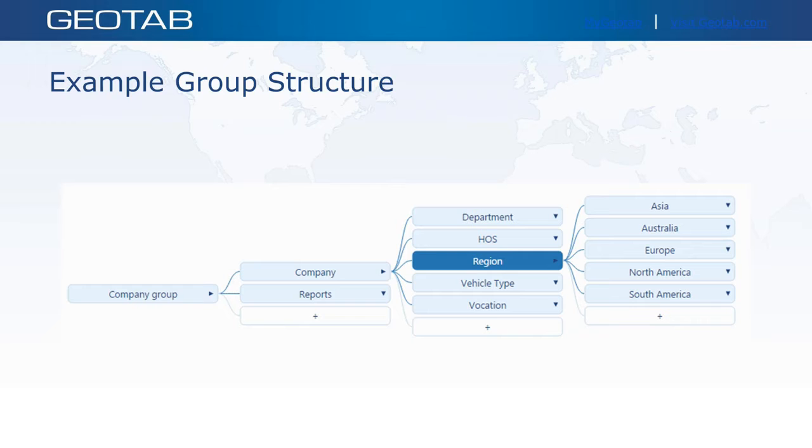Okay, so here's the example of group structure that I was talking about. You can see we've got our top level company group that's by default in the database, and then we've created this hierarchy, if you will, that follows. So we've got company. Underneath company we have department, hours of service, region, vehicle type, vocation, and then I expanded on region as well, so you can see how it can go further and further down. So for region, we've got Asia, Australia, Europe, North America, South America, and then we can even go further from there, maybe into cities, branches, and so forth, depending on how the company flows.